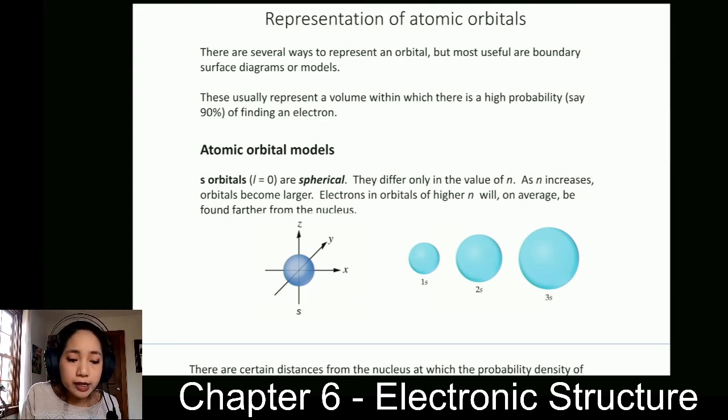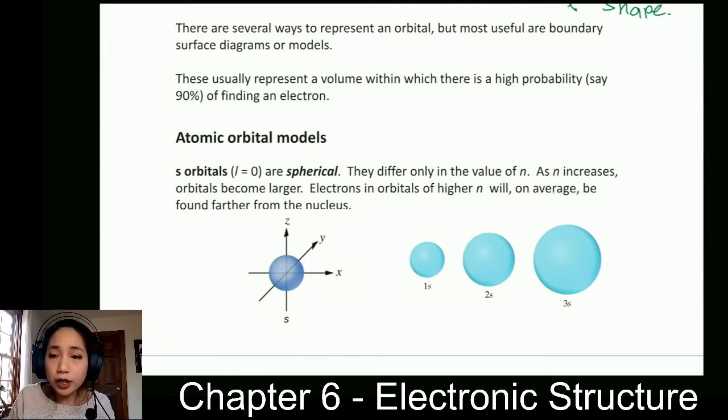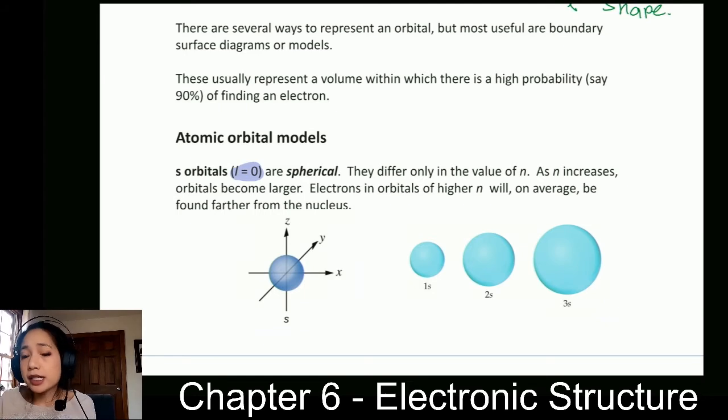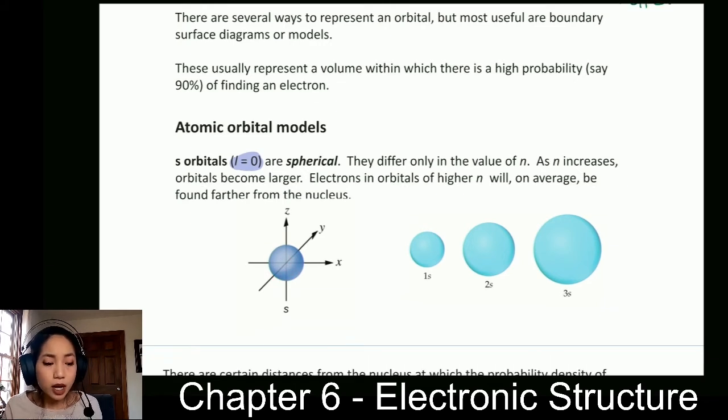With all of these shapes of atomic orbitals, we are looking at our l, our secondary quantum number values, because l determines the shape of the orbital. Our first atomic orbital that we will look at is our s orbital, or when l equals 0. This is a completely spherical orbital, where the probability of finding an electron resides within a spherical shell around the nucleus of the atom. So you have a high probability of finding an electron in this shape.